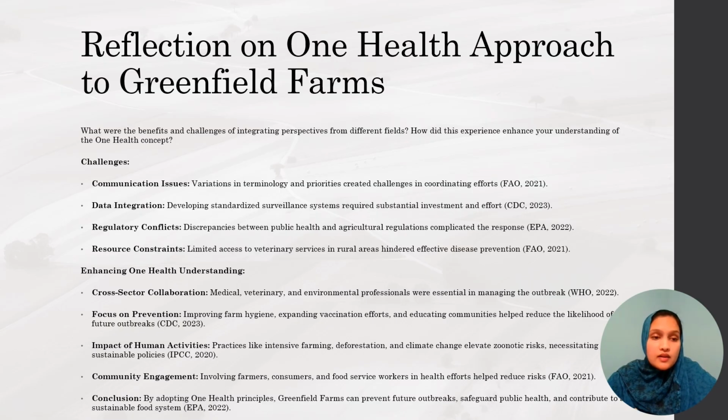This enabled cross-sector collaboration, where medical, veterinary, and environmental professionals were essential in managing the outbreak. It also helped us focus on prevention, improving farm hygiene, expanding vaccinations and education, the impact of human activities, and community engagement. Overall, by adopting One Health principles, Greenfield Farms can prevent future outbreaks, safeguard public health, and contribute to a sustainable food system.